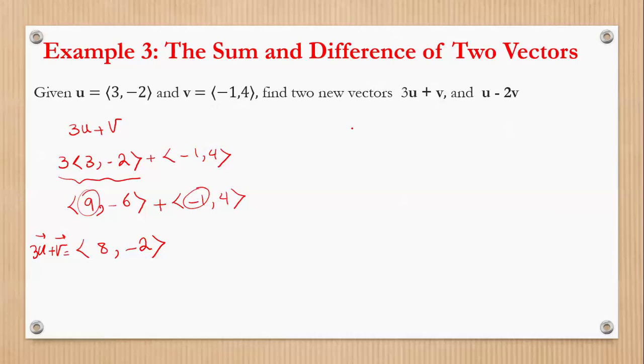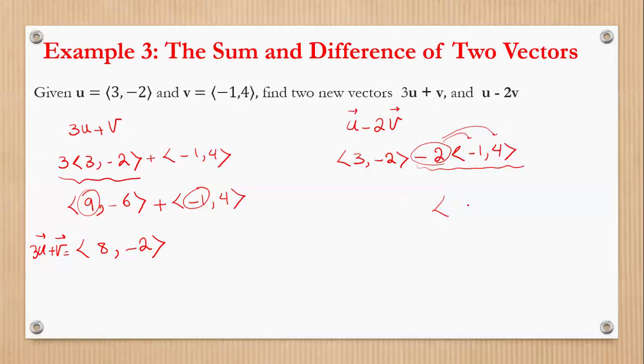To find u minus 2v, I need to just copy down the vectors first. Vector u minus 2 times vector v. Okay. We need to do the scalar multiplication first. But for the scalar multiplication, remember we have -2 here. So you need to multiply -2 with both components of vector v, which -2 times -1 is +2, -2 times 4 is -8. And I just bring down vector u.